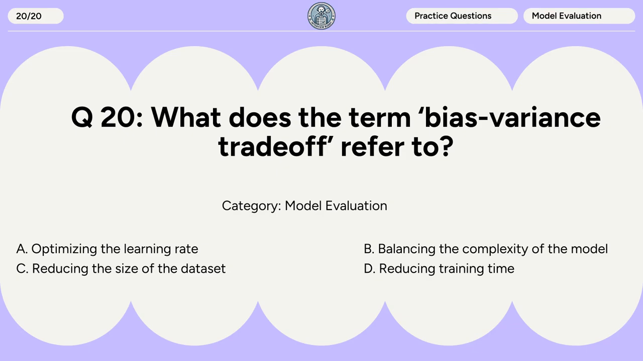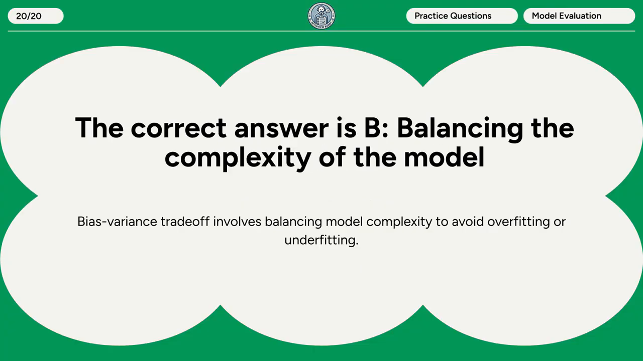Question 20. What does the term bias-variance trade-off refer to? A. Optimizing the learning rate. B. Balancing the complexity of the model. C. Reducing the size of the dataset. D. Reducing training time. The correct answer is B. Balancing the complexity of the model. The bias-variance trade-off involves balancing model complexity to avoid overfitting or underfitting.